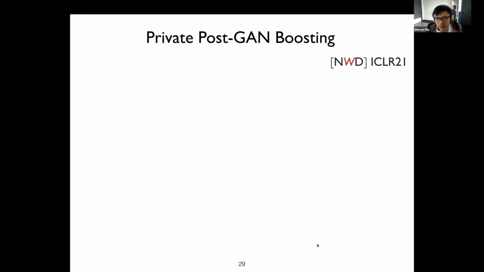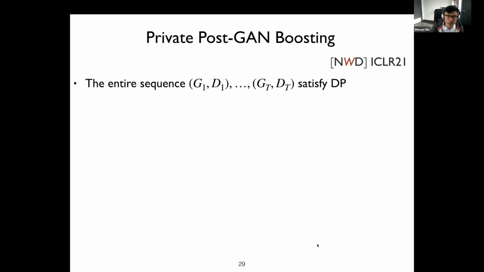So we take this empirical observation to combine the GAN idea with the idea of boosting, or basically the idea of multiplicative weights. Again, the entire sequence of generators and discriminators already satisfies differential privacy. And what we would like to do is compute a useful mixture over these generators.